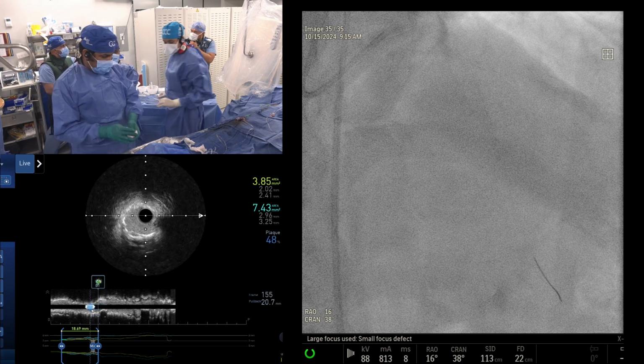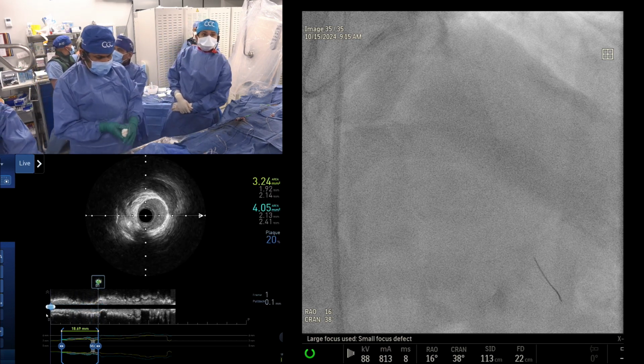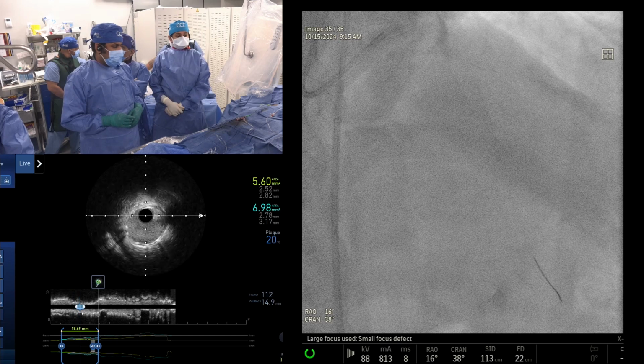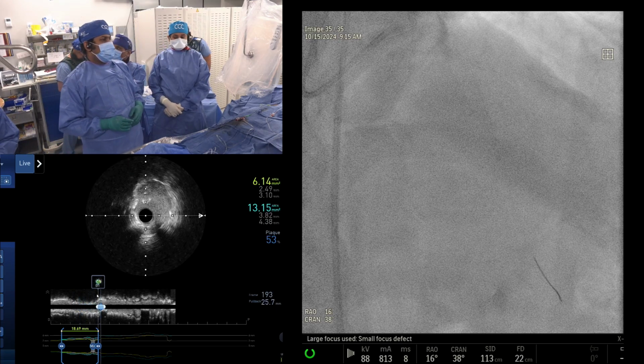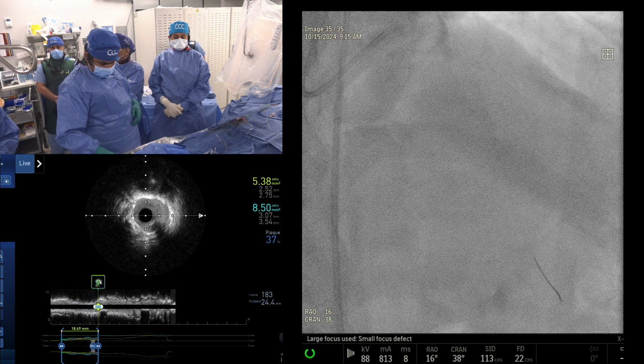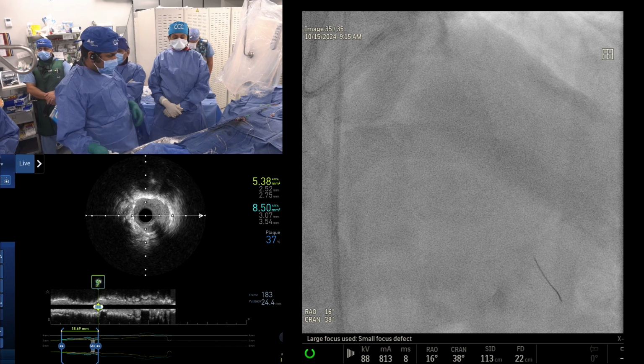So that's the problem, and that's where I would say that in shock, Impella can help, because Impella is 14 French and ECMO is 16 to 18 French. So a few percentage points difference.